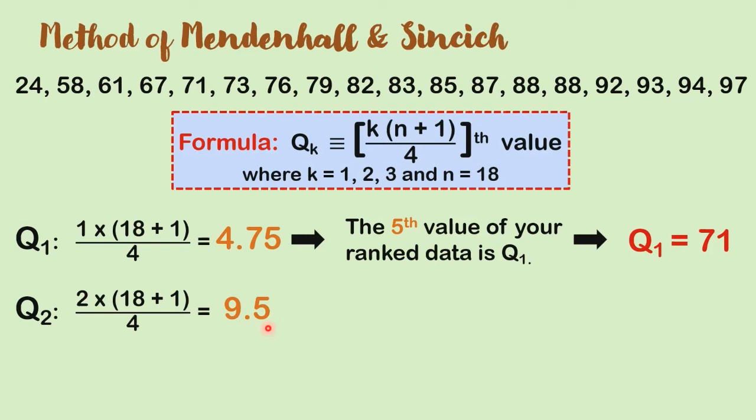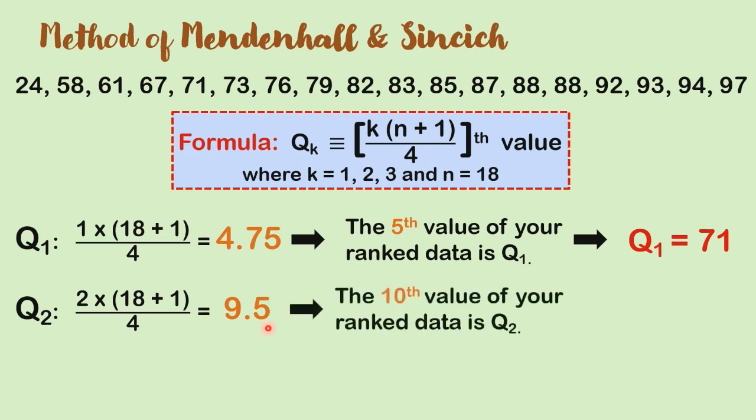Okay? Pero may exception nga, di ba? Kapag Q sub 3, tapos nagkaroon ka ng 0.5, you don't round up, you round down. Alright? Okay, so here, we round up kasi Q sub 2 naman ito. So, we will be using 10. Okay? So, ano ibig sabihin nun? The 10th value of our ranked data is our Q sub 2. So, bilang kayo dito, 1, 2, 3, 4, 5, 6, 7, 8, 9, 10. Okay? So, Q sub 2 is equal to 83.